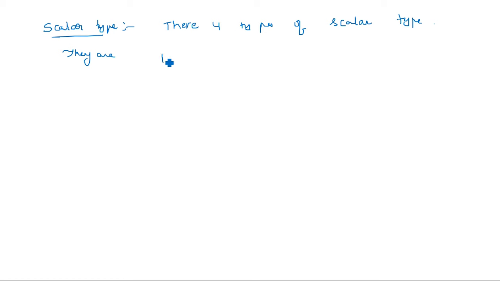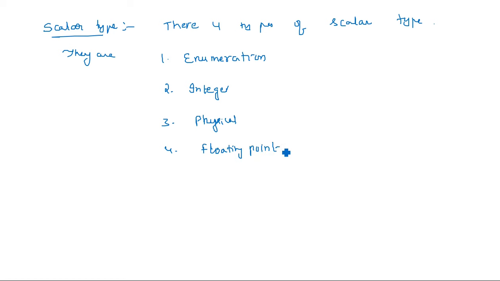They are, first one, enumeration scalar data type, second, integer scalar data type, third, physical, and last one, floating point. So enumeration data type, integer type, physical type and floating point type. These four are important and can be considered as scalar types. Okay, so now coming to enumeration data type, I will give you examples of each.